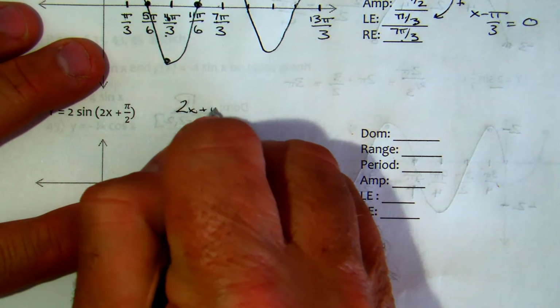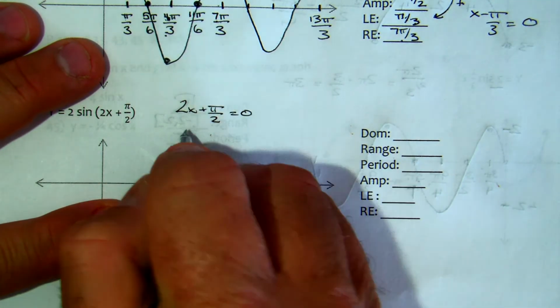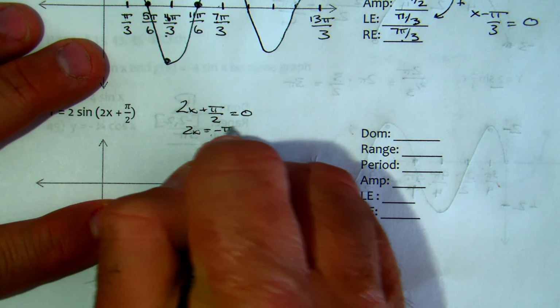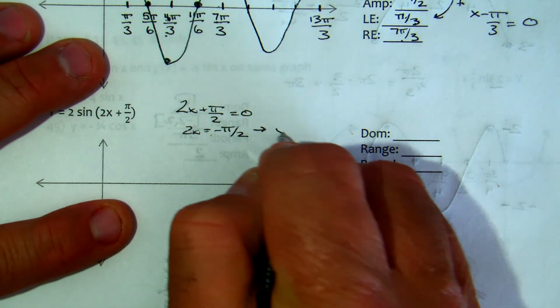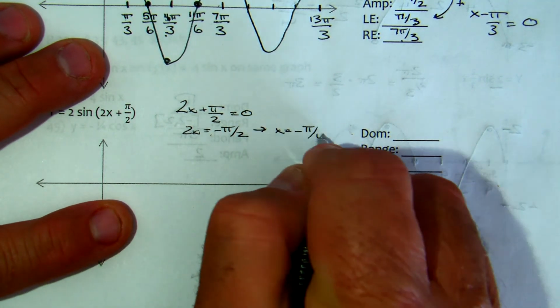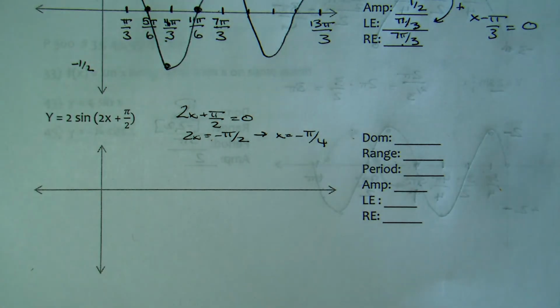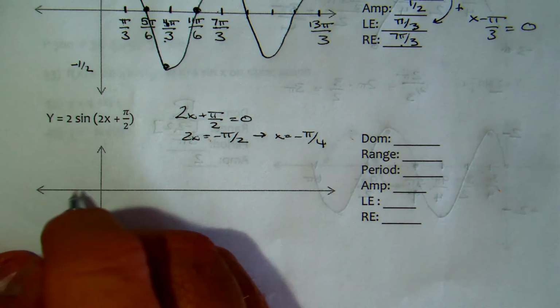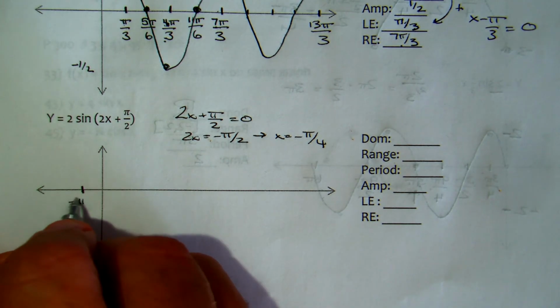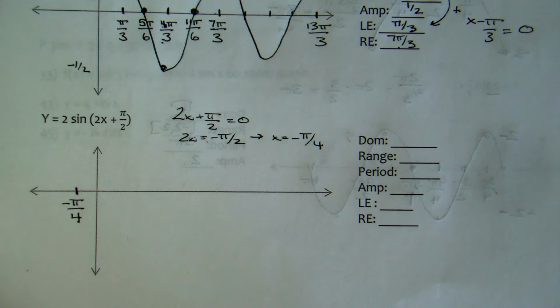Okay, now when there is a coefficient, 2x plus pi over 2 equals 0. 2x equals negative pi over 2. x equals negative pi over 4. Okay? That's always going to happen when we're adding a positive number. The horizontal shift always goes the opposite direction. The vertical shift is going to go the same as the sign.